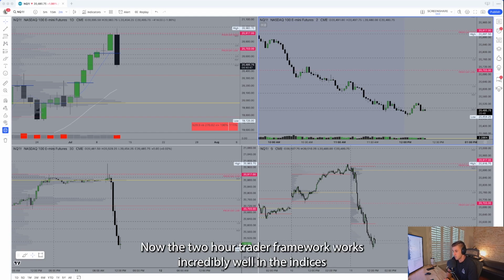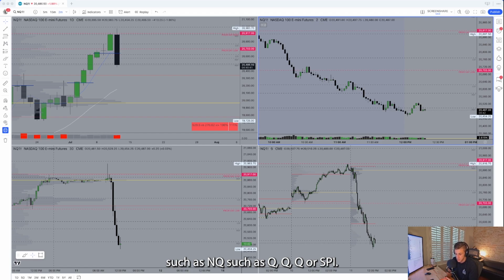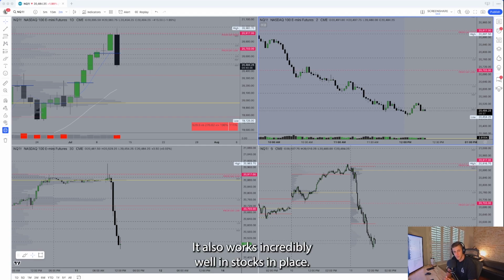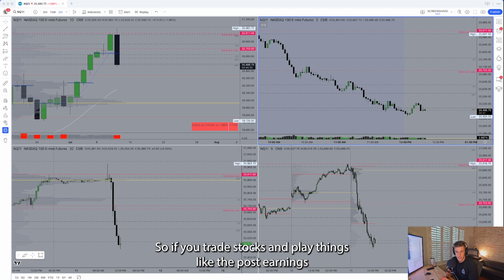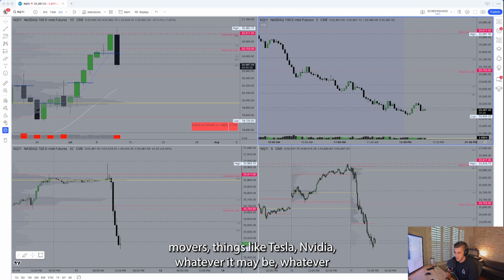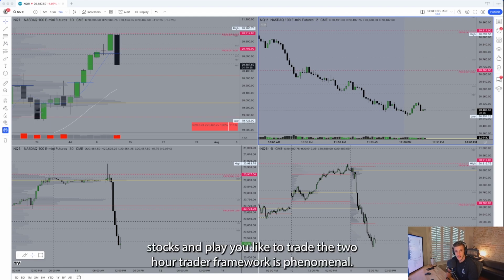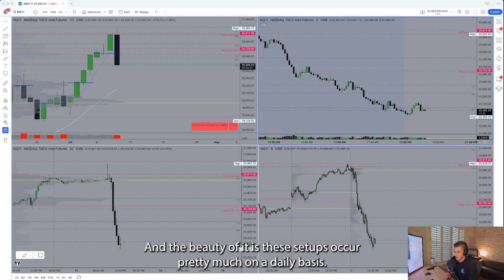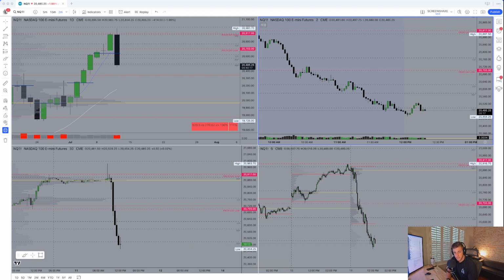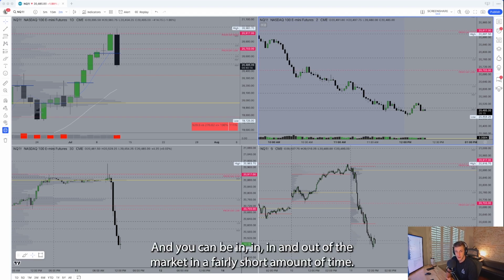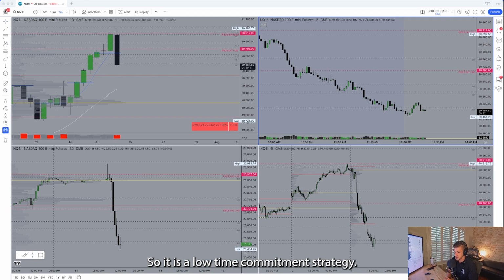Now, the 2-hour trader framework works incredibly well in the indices such as NQ, QQQ or SPY, ES, whatever your flavor of index is. It also works incredibly well in stocks in play, things like the post-earnings movers, things like Tesla, Nvidia, whatever stocks in play you like to trade. The beauty of it is these setups occur pretty much on a daily basis, and you can be in and out of the market in a fairly short amount of time. So it is a low time commitment strategy.